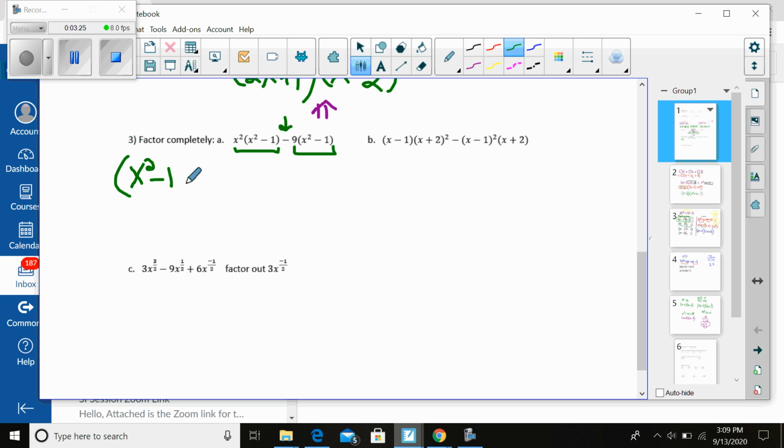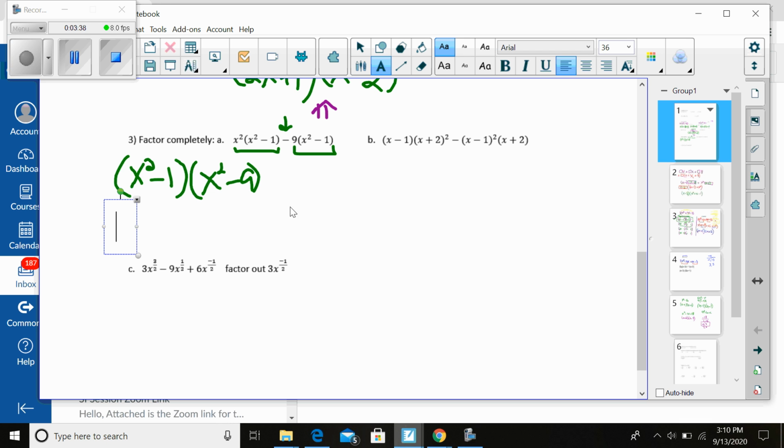Okay, and then what's left? What's left is x squared minus 9. And then actually that can be factored further. Okay, so this could be factored further to get me to, because those are difference of 2 perfect squares, x minus 1 times x plus 1 times x minus 3 times x plus 3.